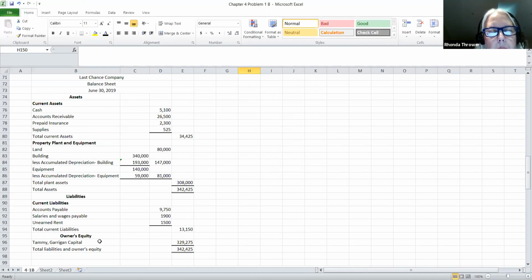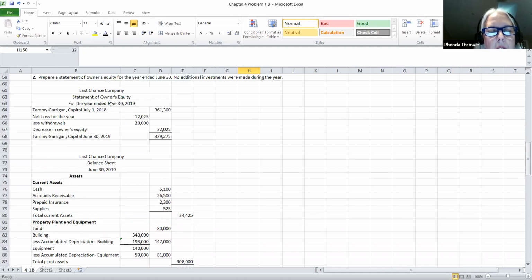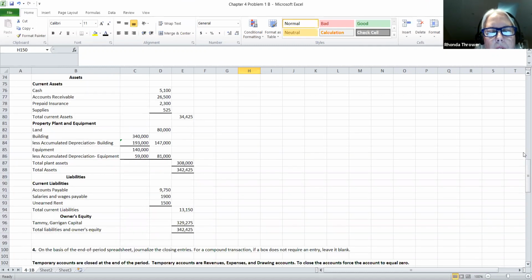Then I'm going to pick up my owner's equity. Always use the ending amount of owner's equity that came from the statement of owner's equity that we prepared earlier. Notice the statement of owner's equity is right here. The ending amount, $329,275, goes in the balance sheet right here.